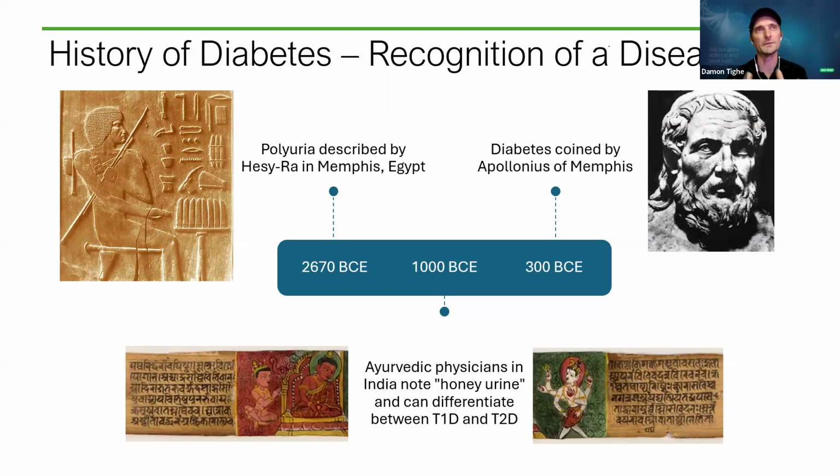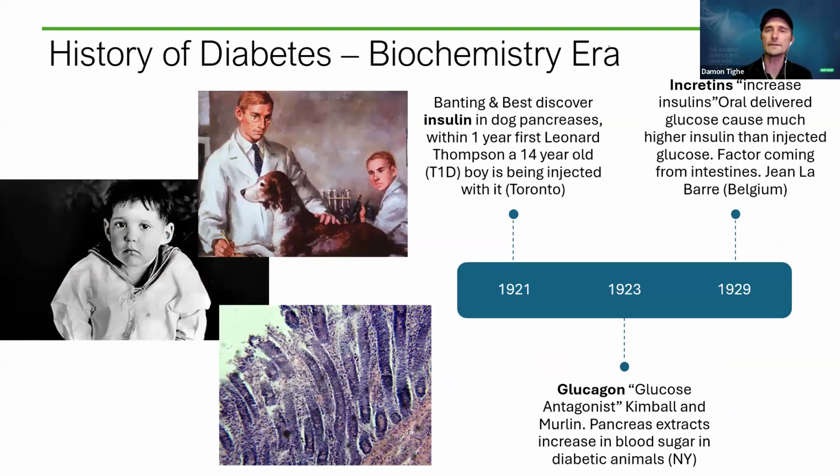So when the Greeks are basically colonizing Egypt, Apollonius is in the same place as Hessia Ra, so I've got to believe that a lot of his knowledge actually is coming originally from Hessia Ra when it comes to diabetes. Our next big jump in the history of diabetes really doesn't take place until almost 100 years ago.